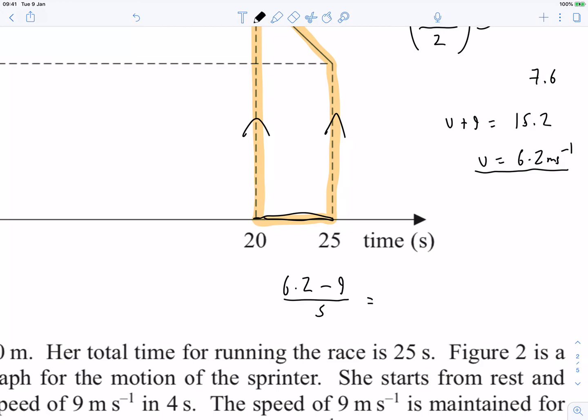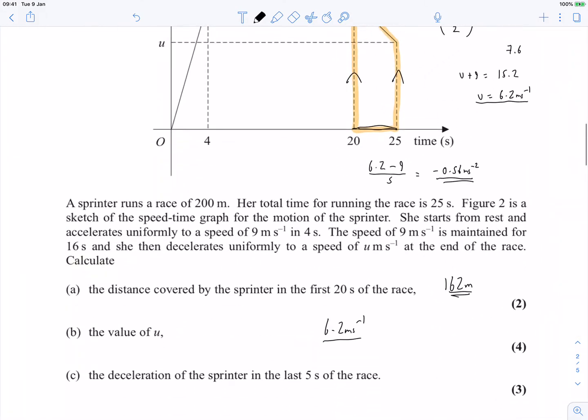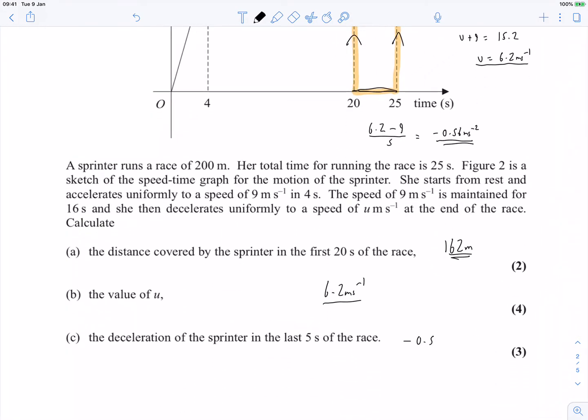Now we're looking for a negative answer, because acceleration is a vector. If acceleration was positive, it means it's speeding up. If it's negative, it means it's slowing down. So 6.2 minus 9, and then divide the answer by 5. You'll get an answer of minus 0.56 meters per second per second. So it's slowing down: minus 0.56 meters per second per second.